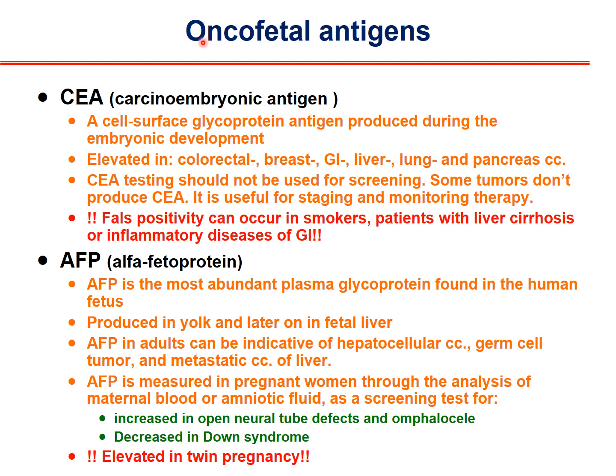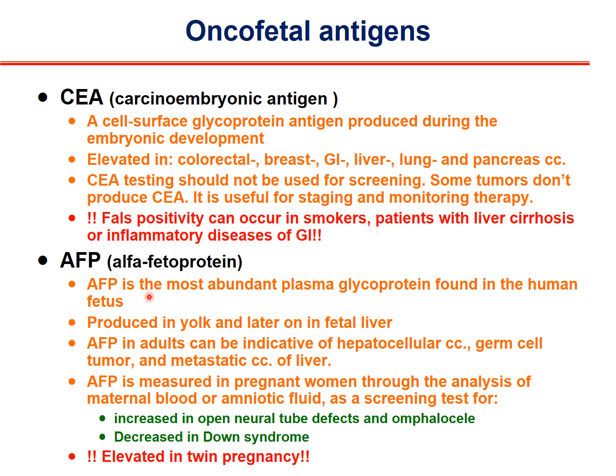Let's look first at the oncofetal antigens. The most common and most used one is carcinoembryonic antigen. This is a cell surface glycoprotein antigen produced during embryonic development. Elevated in adults, it can usually mean colorectal, breast, GI, liver, lung, and pancreatic cancer. CEA testing should not be used for screening, as some tumors don't produce CEA. It is useful for staging and monitoring therapy. Be aware that false positivity can occur in smokers, patients with liver cirrhosis, or inflammatory disease of the GI tract.